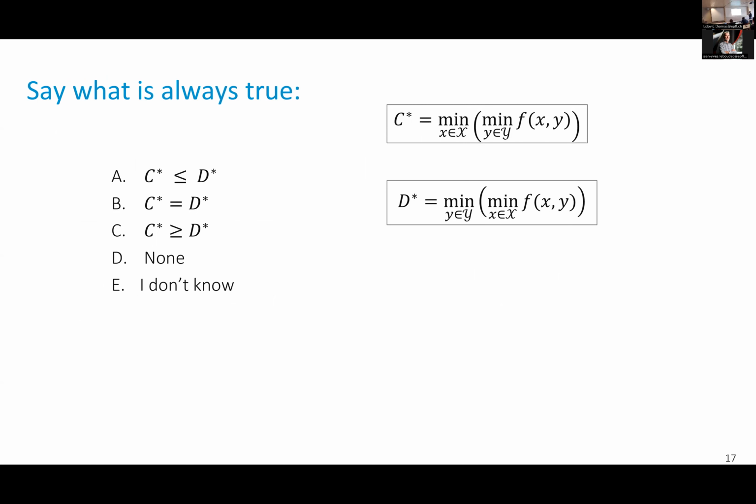Let's continue with a variant, which is now not mixing min and max, but is keeping min and max together. I take the min with respect to the y coordinate for every x, so that's a function of x, and then I take the min. Or I change the order. What does it give?